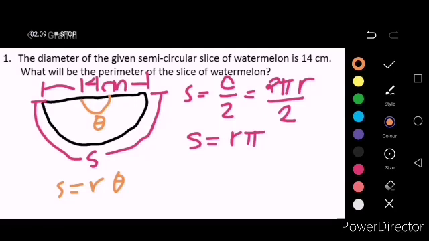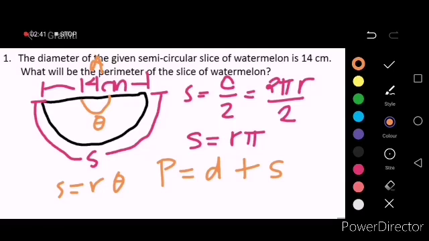Now, hindi yan ang tinatanong. Ang tinatanong sa atin, what is the perimeter of the semicircle? So, the perimeter is just equal to the diameter, which is 14 here. Okay? And, what? Add the value of S, which is now equal to r theta. So, that's it. Paano natin hahanapin at isosolve yan? Ang unang problema natin dito ay yung r, kasi hindi natin alam yung r. Okay? So, paano natin isosolve yung r?